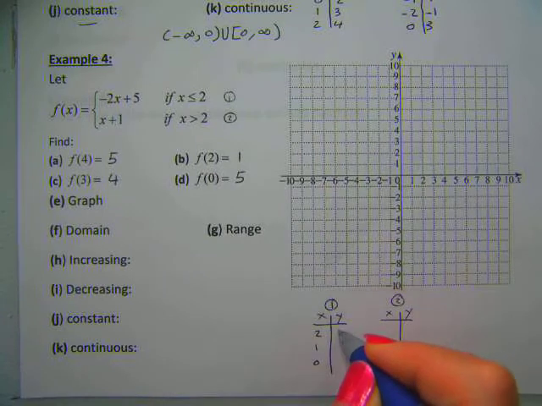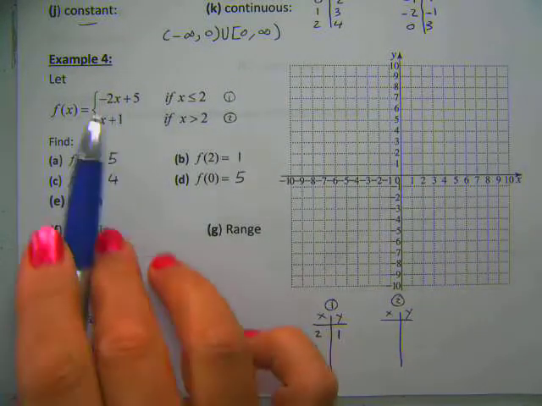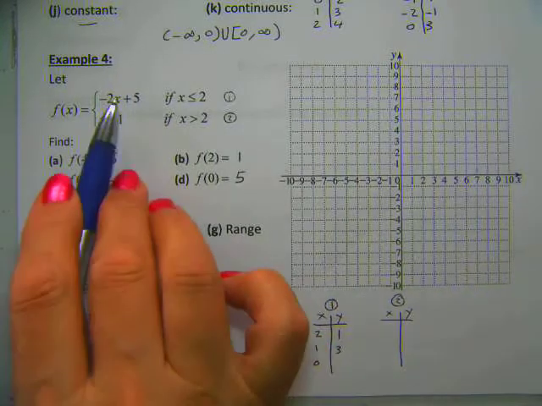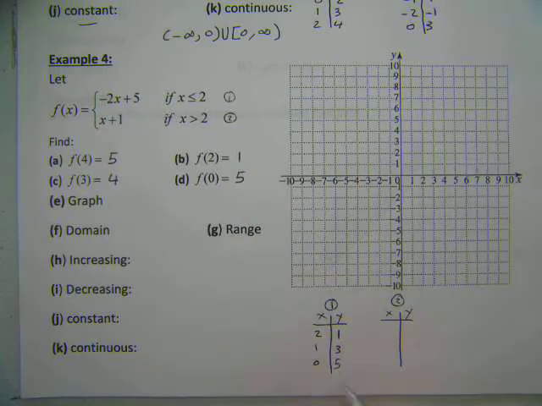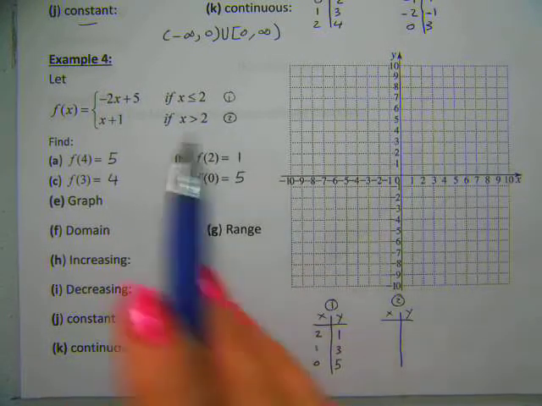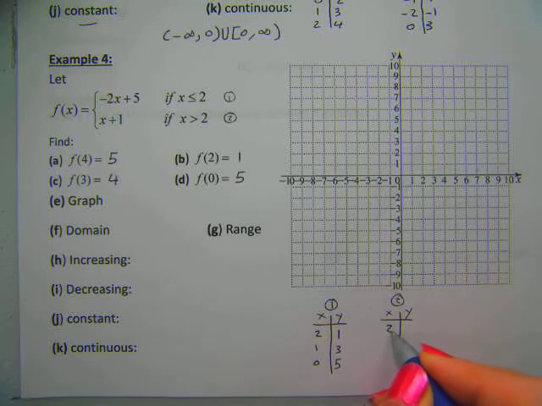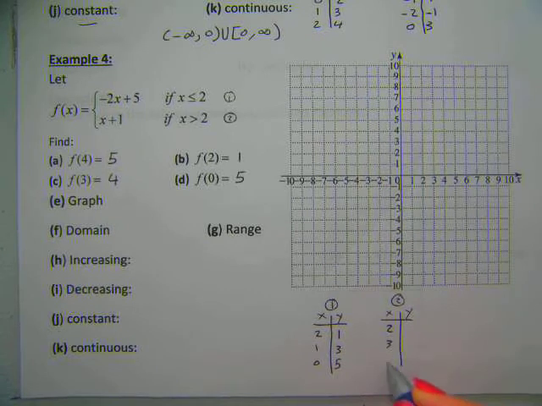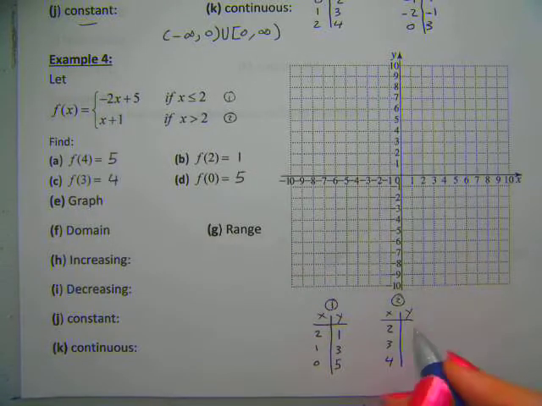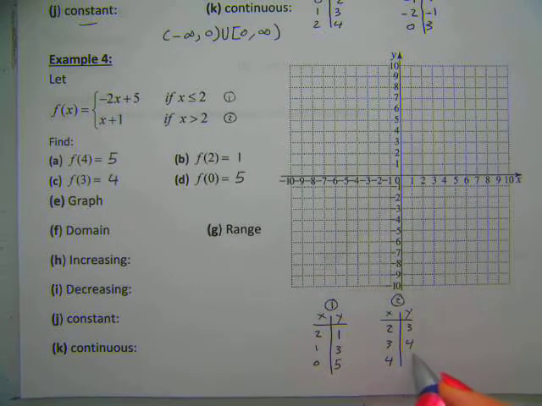That's 1. At 1, 5 minus 2, that's 3. And at 0, it's 5. Now for the second one, even though the 2 is not included, remember I said evaluate at that point, just put a hole. So let's evaluate it at 2, 3, and 4. These are 3 points greater than 2, but we're including the 2, so you're adding 1, so this is 3, 4, and 5.